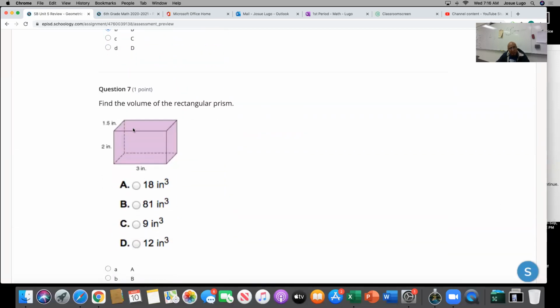Number 7, volume of a rectangular prism. Again, start off with the formula. Volume is equal to the length times the width times the height. So the volume is going to be the length, which I have 3, times the width, which is 1.5. Notice how this is 1.5, so be careful with those. Times the height, which is 2.